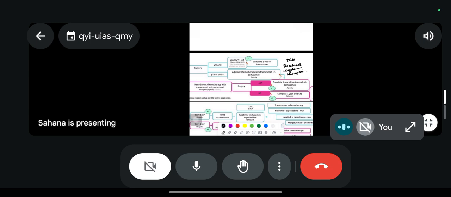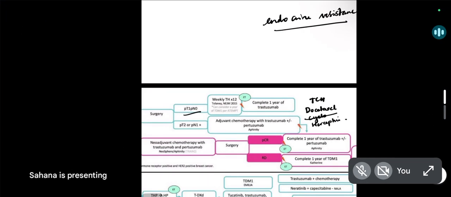So TCH we have to give in node negative and TCHP we have to give in node positive. Here they have not used cyclophosphamide, only a 2-drug regimen.